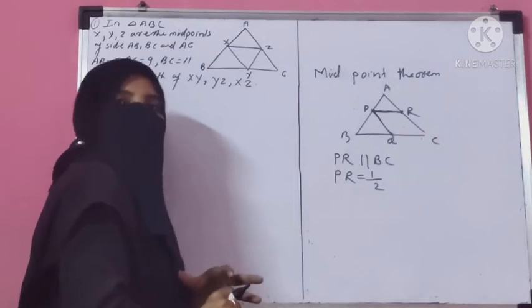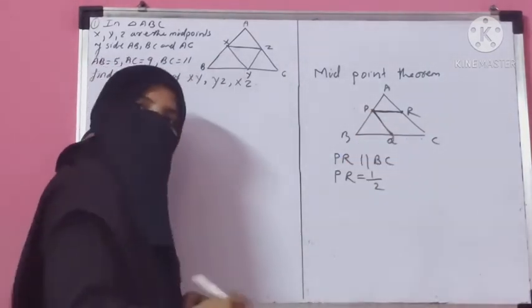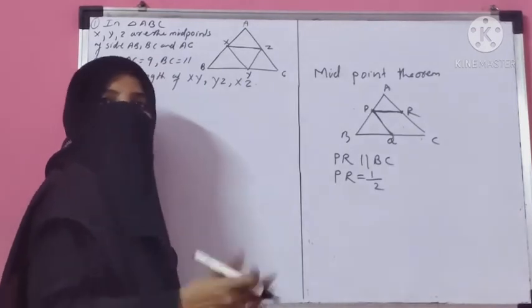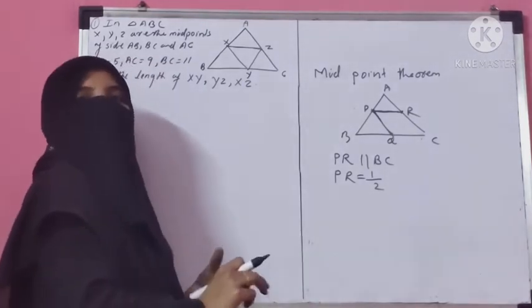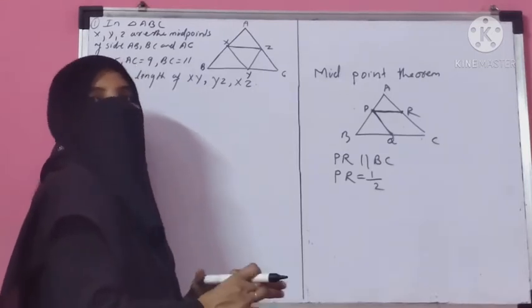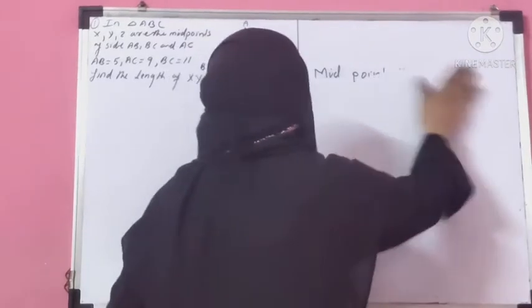As per the midpoint theorem, the segment joining the midpoint is parallel to the opposite side and half of the opposite side. So the same property we have to apply here in question number 1 and question number 3 of practice set 5.5. Okay, so let's start question number 1.